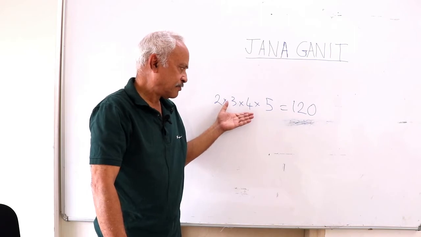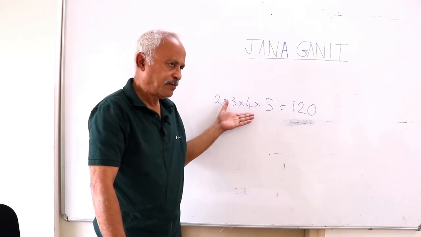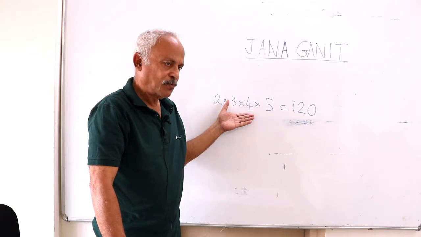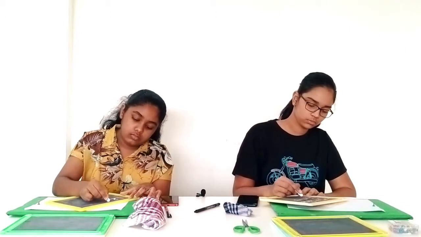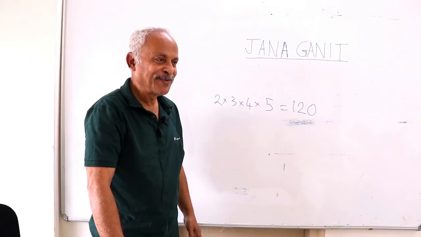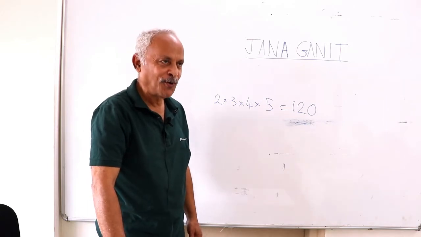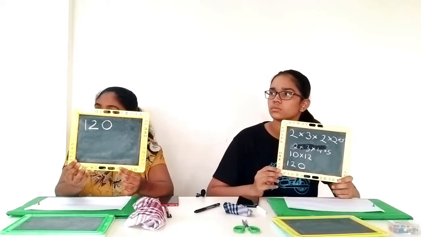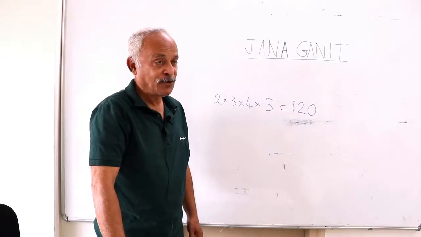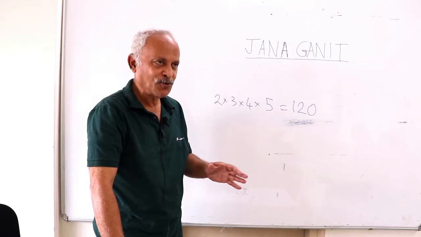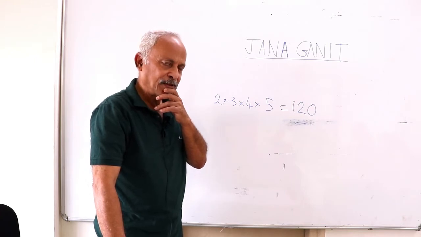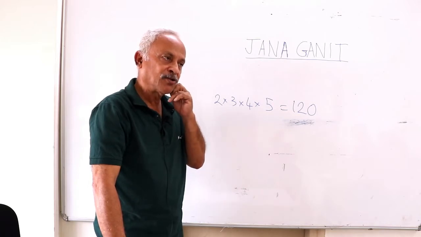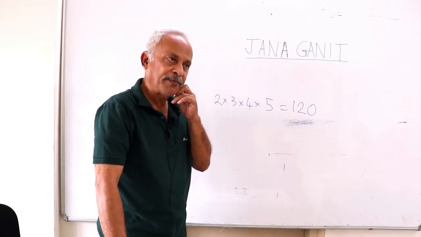But this is not the shortest form. What is the shortest form? Okay. 120 is also a very short form, yes. But if I want to write it, 10 into 12 is also a shorter form. These are all shorter forms, different forms. All of your answers are not wrong. If I asked you the question, write it in terms of the short form using prime factors only.